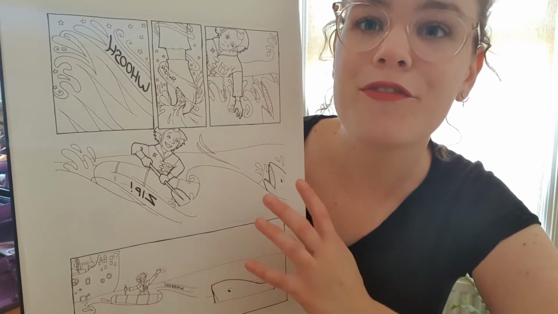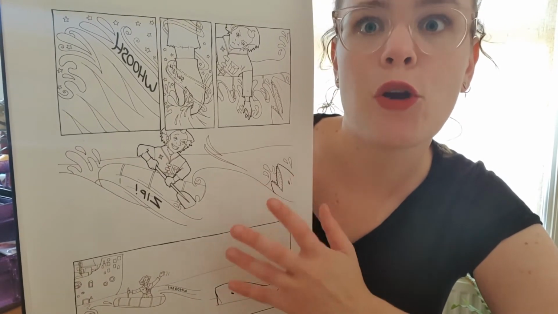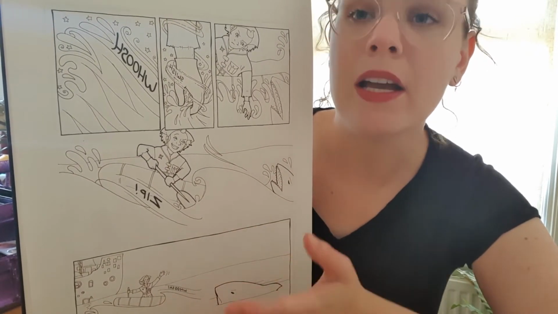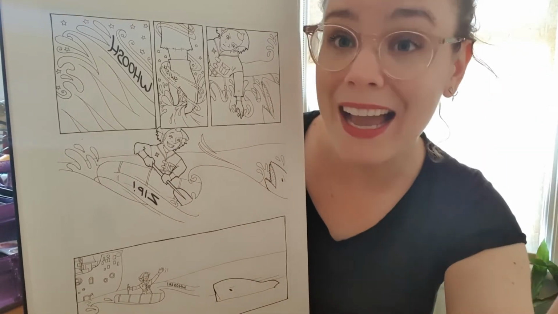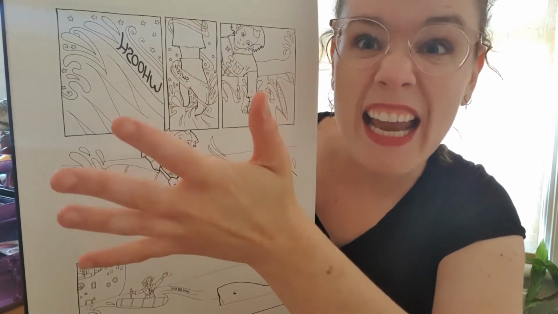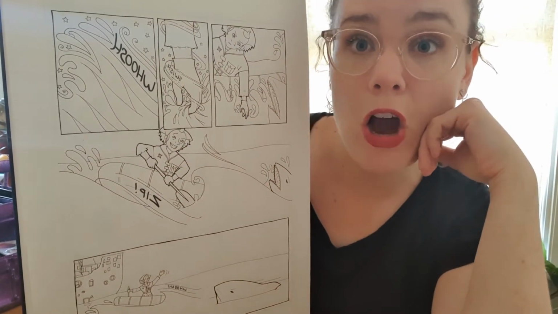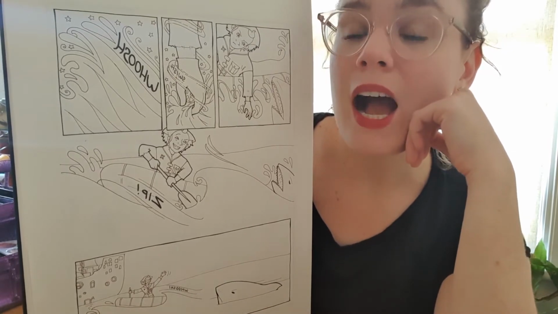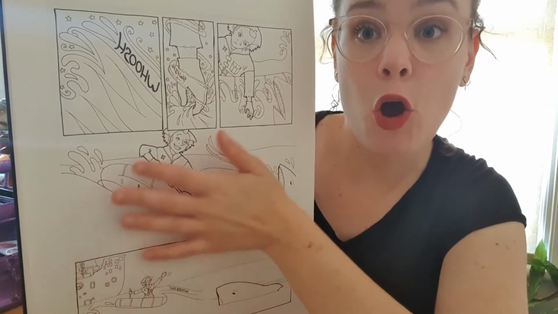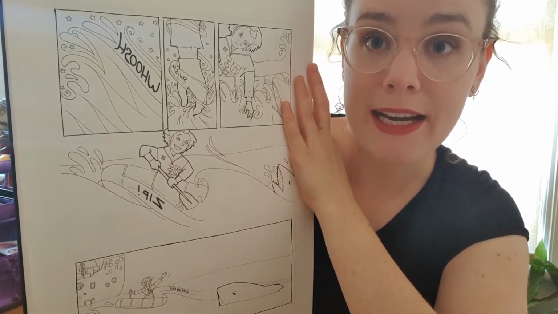So I thought I'd first talk about different ways of showing action in a comic book, because a comic book is not like a movie where you can literally just show the action. It's a bunch of static images put together, so it can be a bit harder to show movement and action and pace.